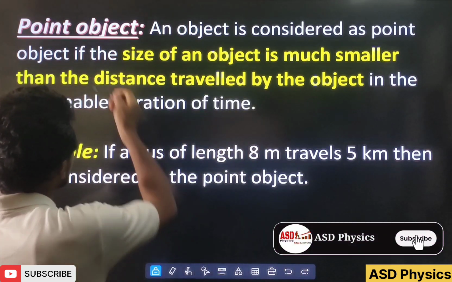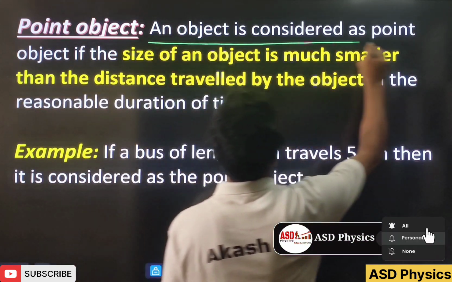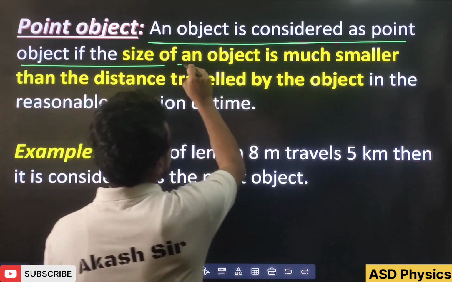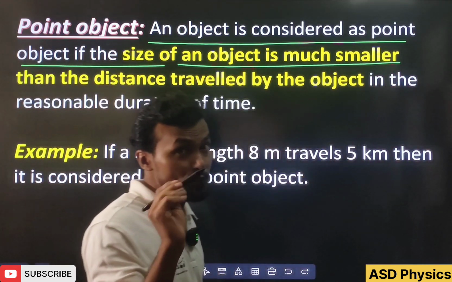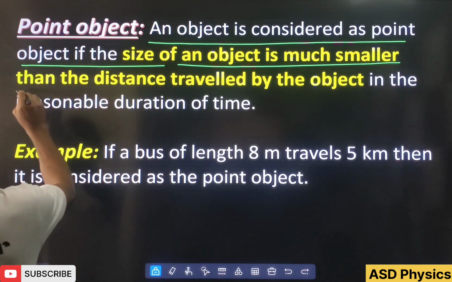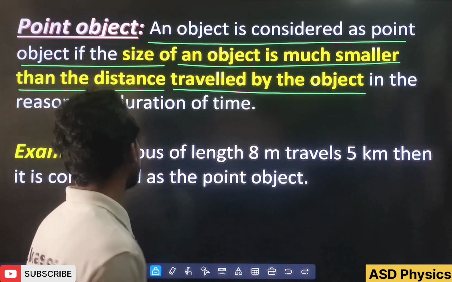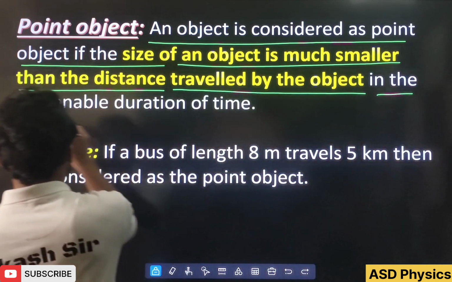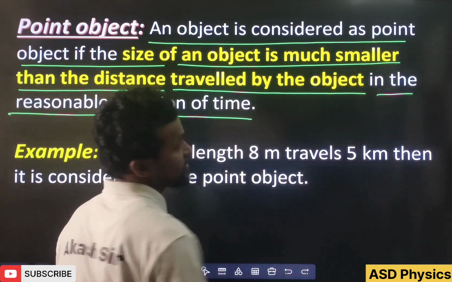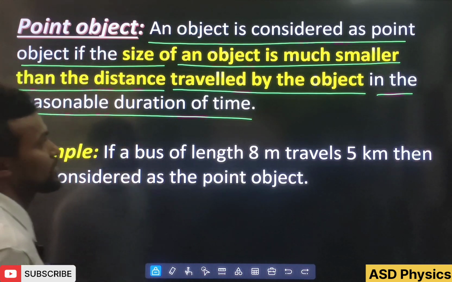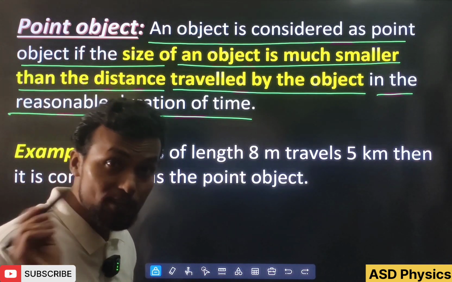Okay, so can you see here under the point object, an object is considered as a point object if the size of the object is much smaller than the distance traveled by the object in a reasonable duration of time. You can see very well what the keyword is: the size of an object is much smaller than the distance traveled by the object in a reasonable duration of time.